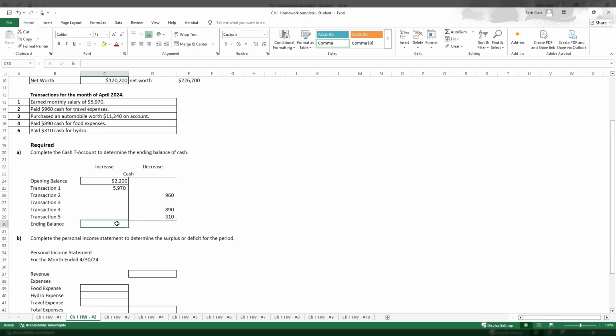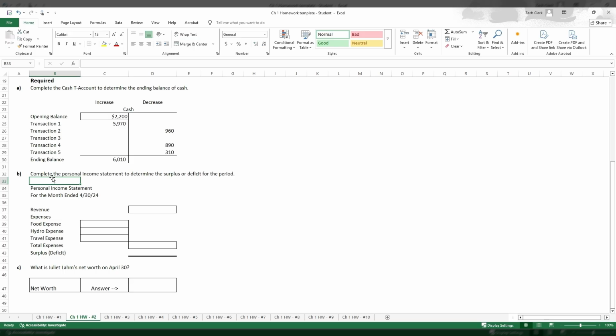And so to calculate the ending balance, we want to take our beginning balance, or opening balance, same thing, plus increases minus decreases. So we can do a formula for that. Let's do an equal sign. We select the opening balance, add the increase there, and then put a minus. And you can do minus the 960, minus the 890, minus 310. And what we see is that our ending cash balance now is $6,010, whereas it started with $2,200. And it just adjusted based on these transactions that occurred during the month.